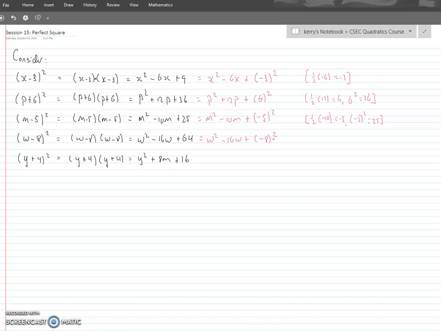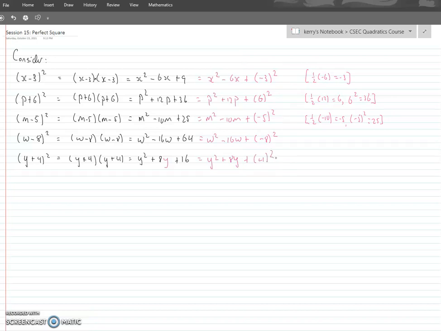So this is negative 8 squared. And lastly, same thing, a half of 8 is 4, and 4 squared is 16. So this could be written as, right, this was supposed to be y here. Y squared plus 8y plus a half of 8 is 4 squared.